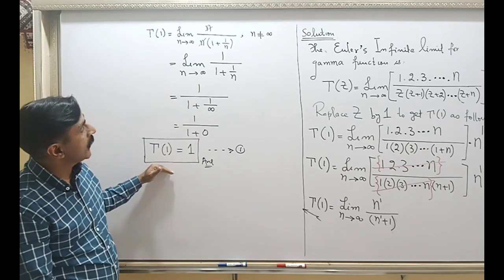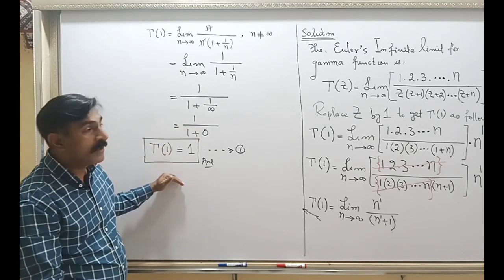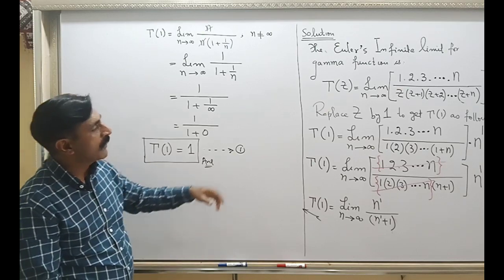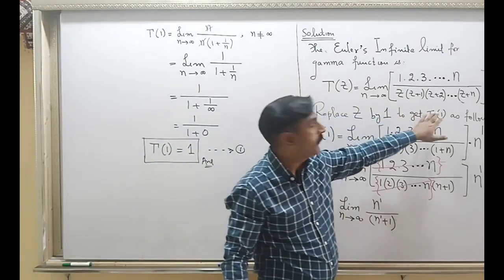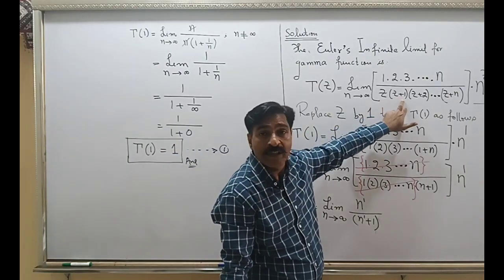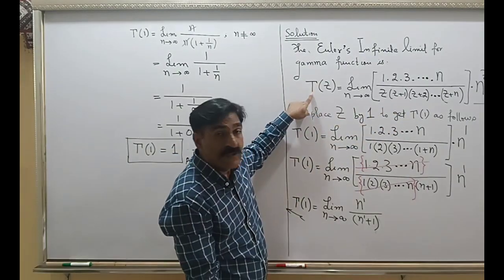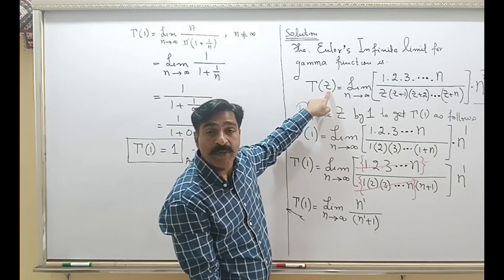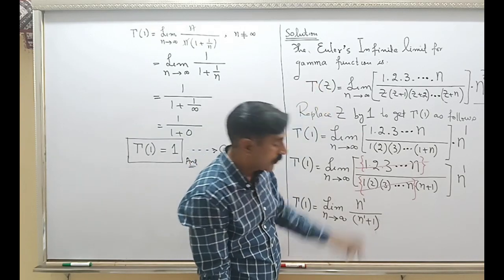Now we need to find gamma 2, and for gamma 2 we shall use equation number 1, meaning the definition in the form of an infinite limit, and replace this z by the number 2. So let's do this.